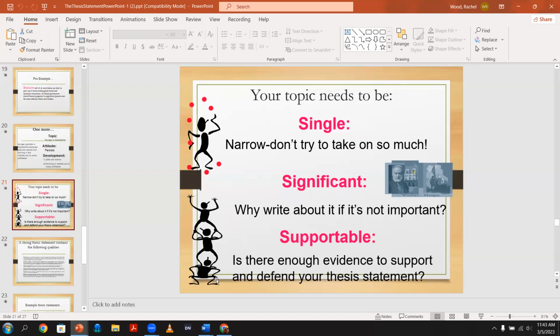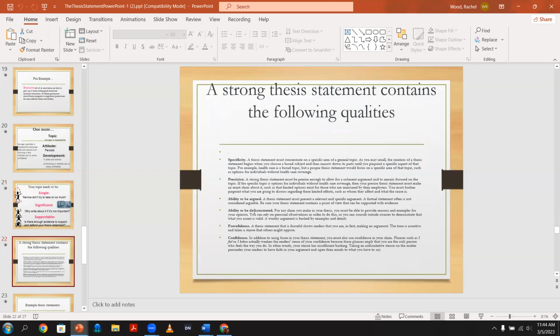When we come back in week 7, I'm going to show you how to use the library to look for sources and everything else. But it's really important that you have this triple S: single, significant, supportable. And you have your topic, your attitude, and your development. So if you have the TAD and triple S, you have a winning thesis statement. So these are what a strong thesis statement contains.